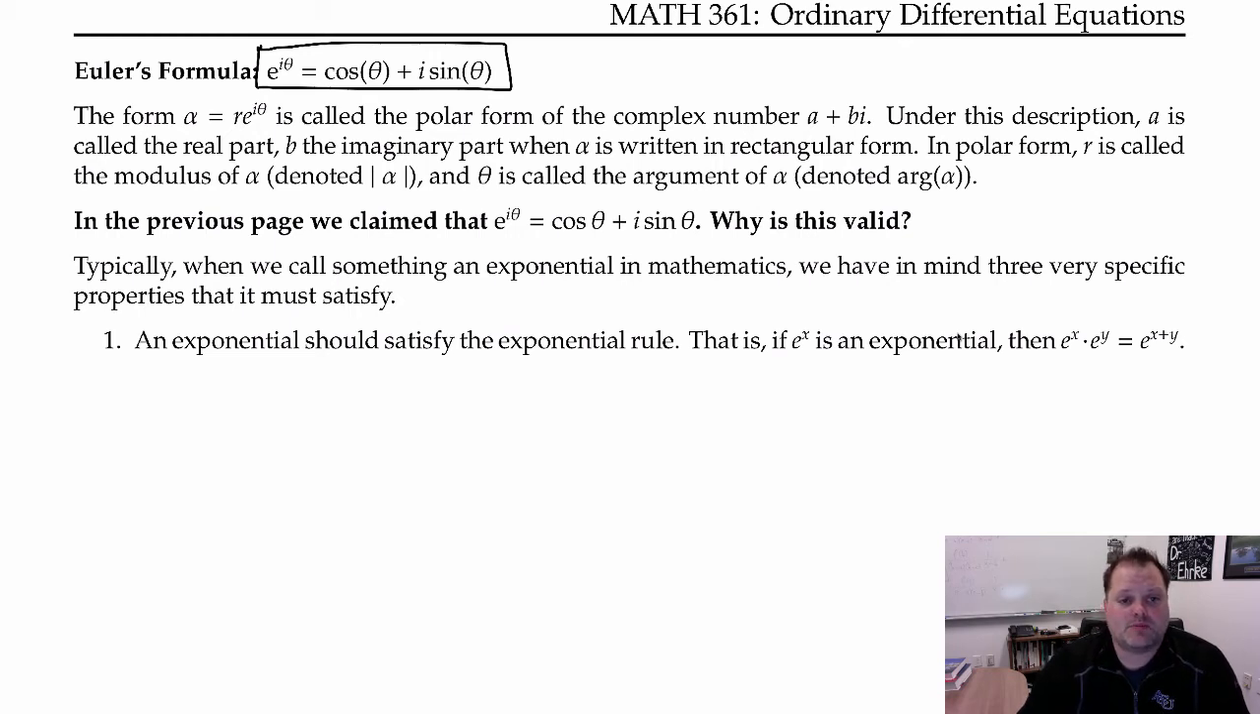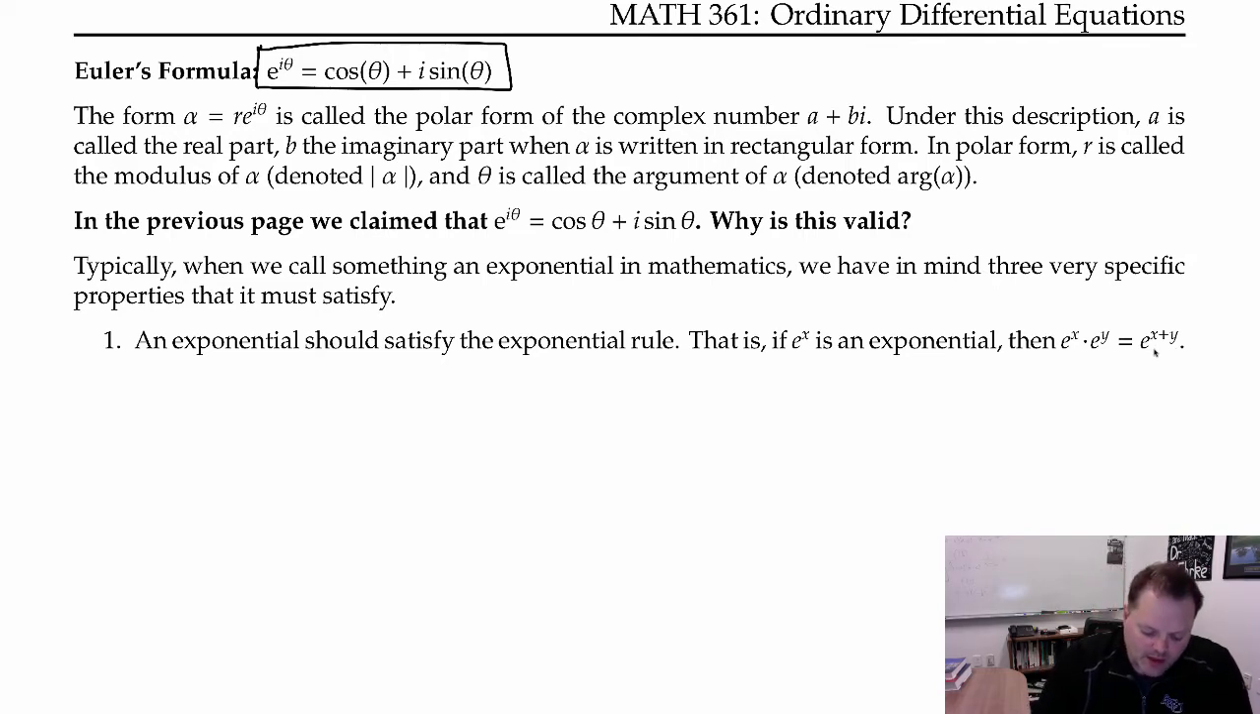a is the real part, b is the imaginary part. We've talked about what the argument and the modulus are. Why is this valid? So if somebody is going to tell you mathematically that a quantity is an exponential, if I'm going to make the case that cosine theta plus i sine theta behaves like an exponential, then it means three different things. And I'm going to go over each of those three things with you, starting with exponential law. If this quantity is going to behave like an exponential, then it needs to satisfy this exponential law.